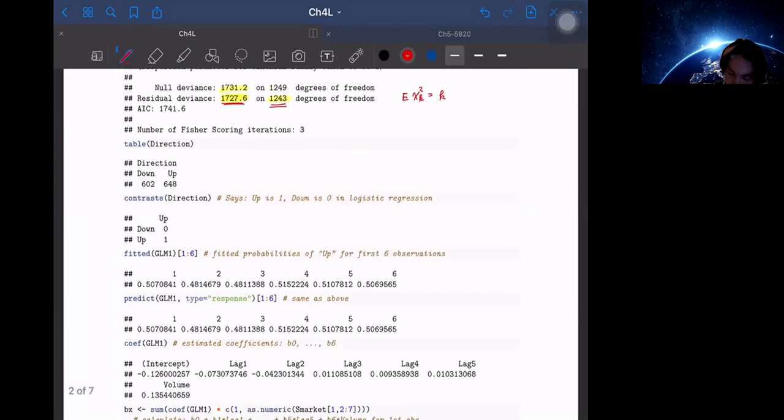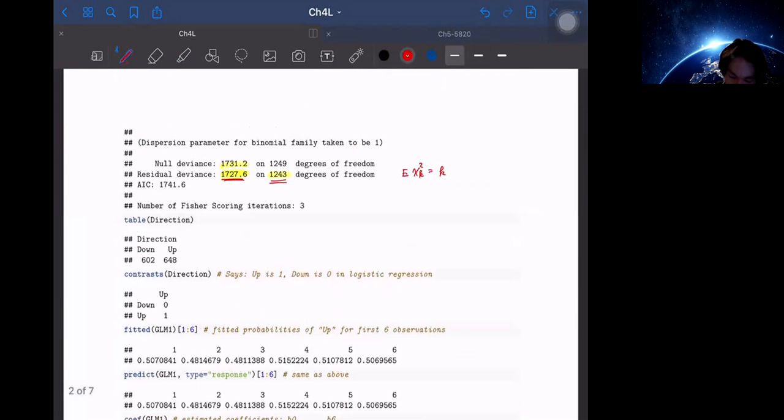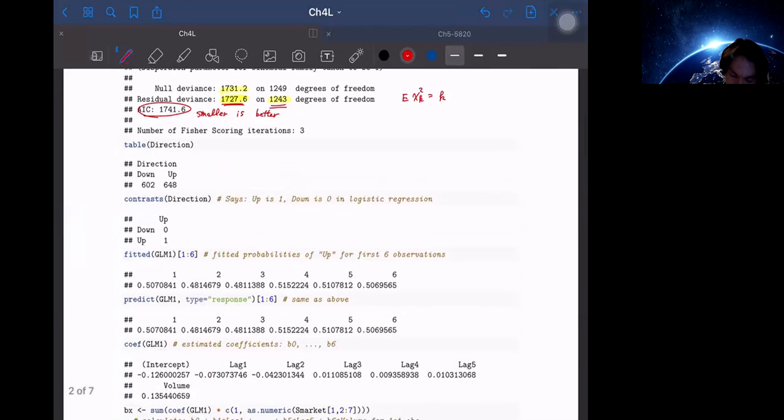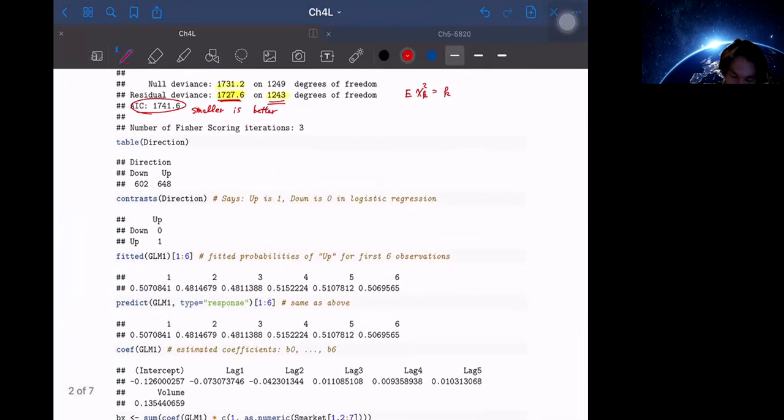But anyway, we cover this in the 6840. And AIC, this is prediction performance. The smaller is better. But you cannot compare this between different data sets. Sometimes AIC is not comparable between different models because the different packages have slightly different definitions of AIC.